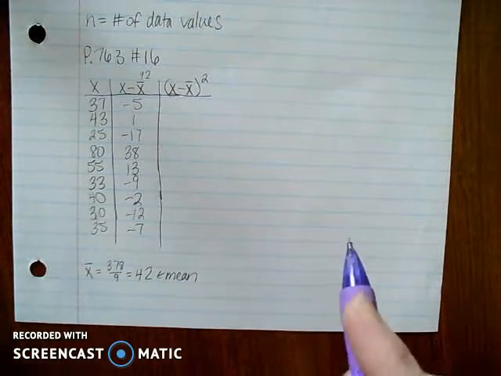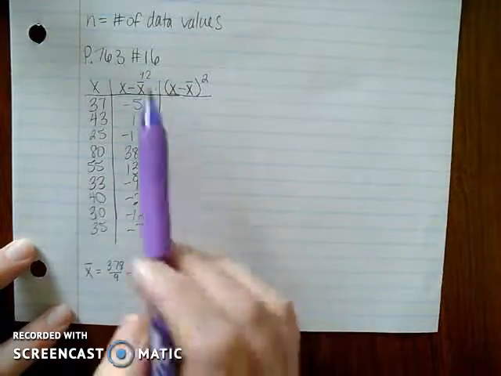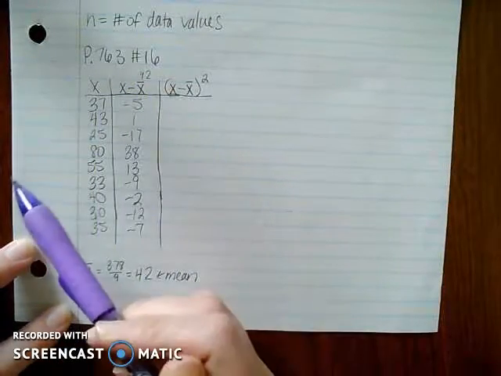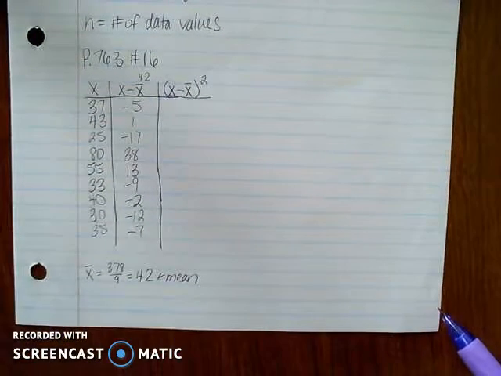Okay, so again, what this means is if you were to draw out a number line, 42 would be your mean, 37 is 5 to the left, 43 is 1 to the right, 25 is 17 to the left, so on and so forth.